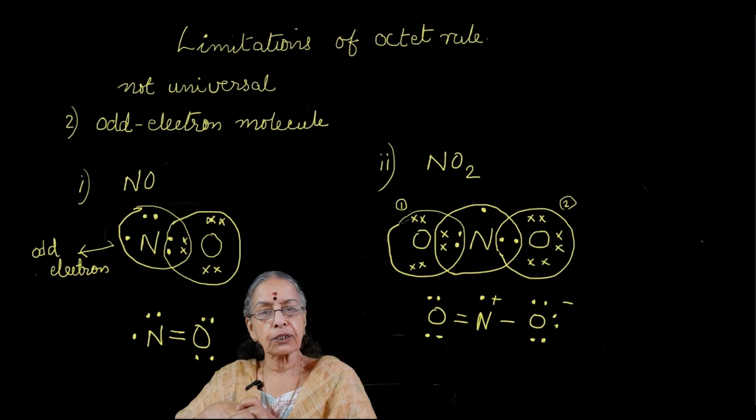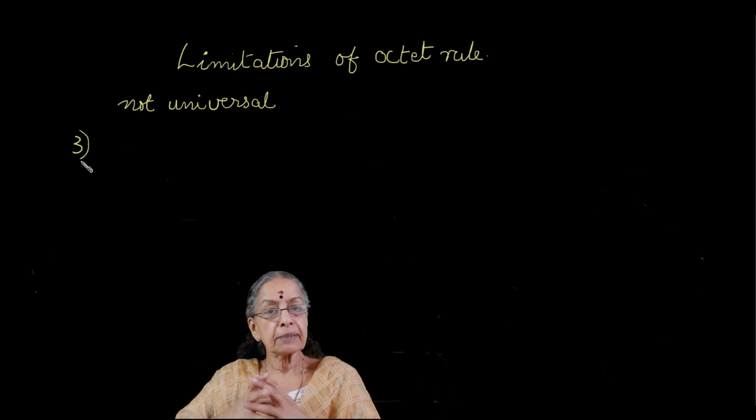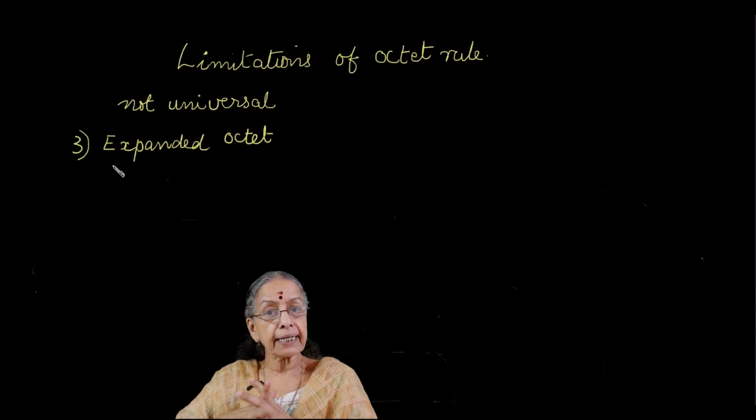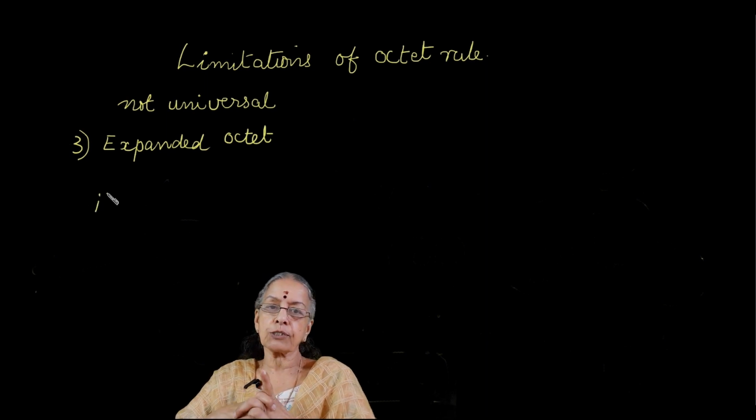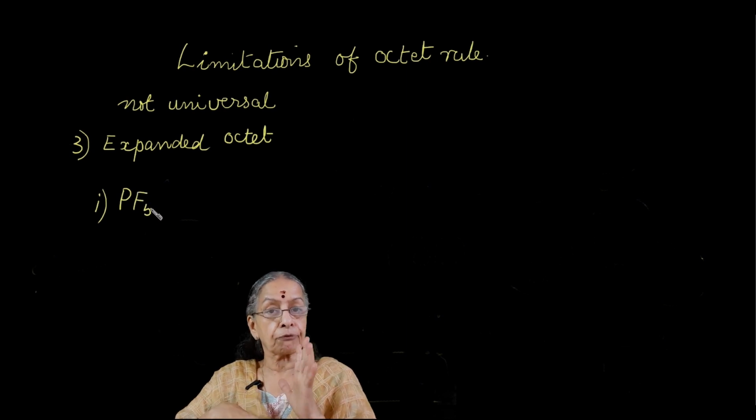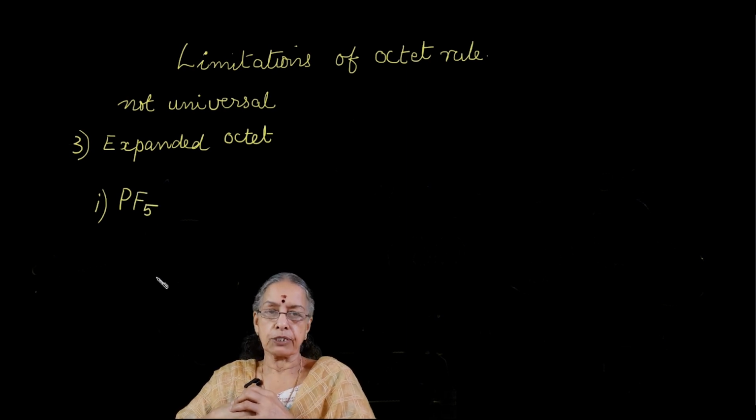Now let us pass on to third limitation. Limitation number 3, expanded octet. As the name suggests, there are more than 8 electrons in the valence shell of the atom. Example number 1, phosphorus pentafluoride. There is 1 phosphorus atom and 5 fluorine atoms. Phosphorus is less electronegative than fluorine. Therefore, it is the central atom.